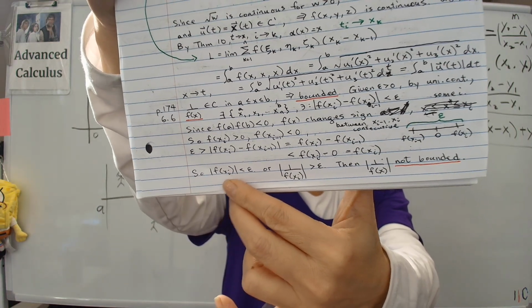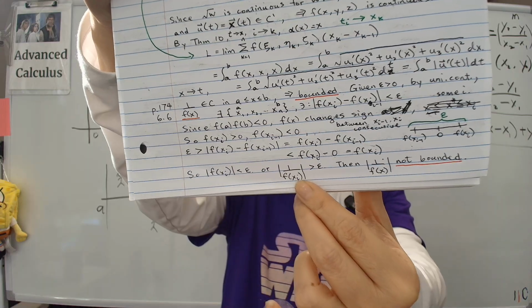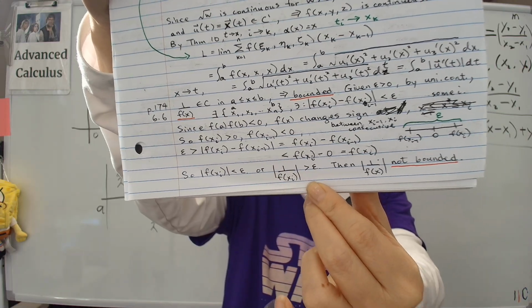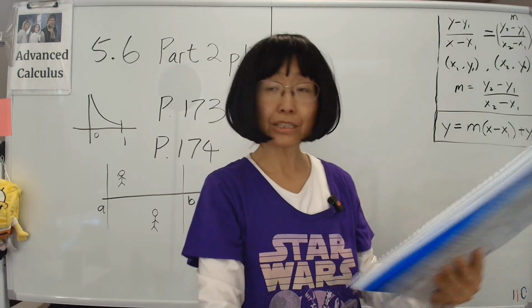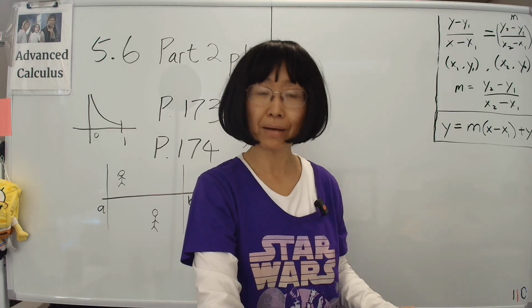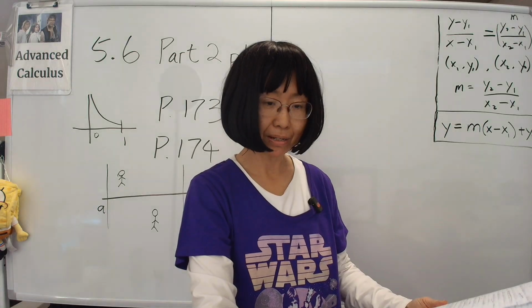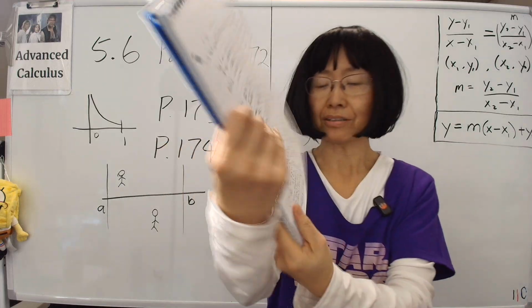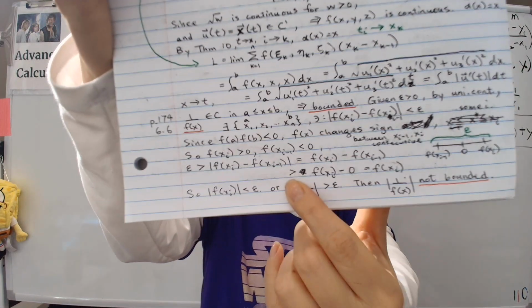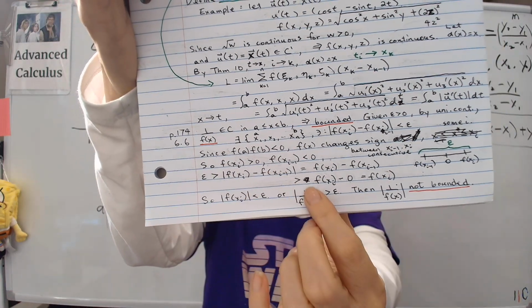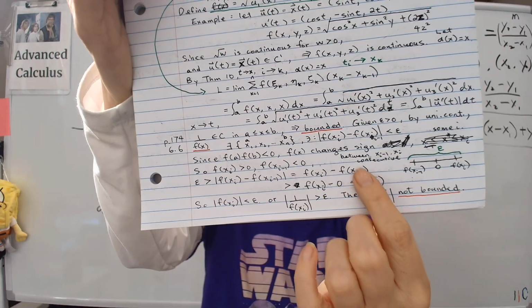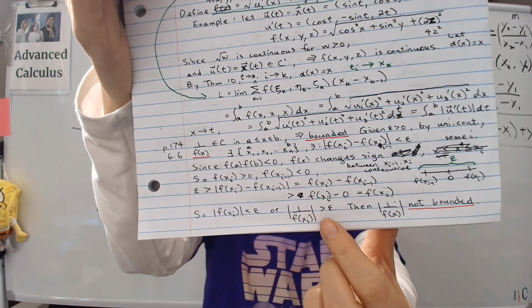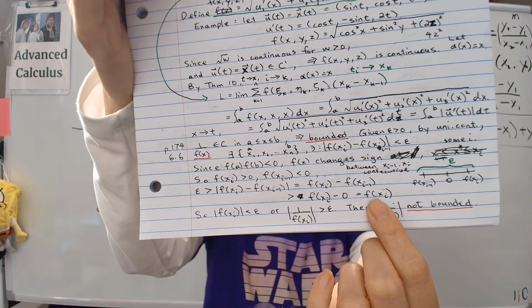since f(xi) is less than epsilon, then 1 over f(xi) is bigger than epsilon, which means 1 over f of x is not bounded. Sorry, I wrote the sign wrong, that's why it looked weird. It should be bigger. Epsilon is bigger than this, and this being a negative number, this is bigger than this, which is f(xi). Is that right? Let me double check some more.